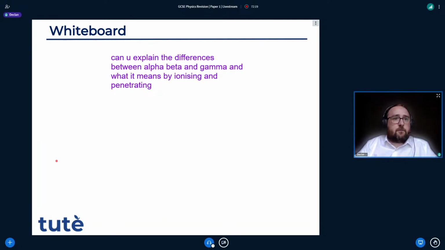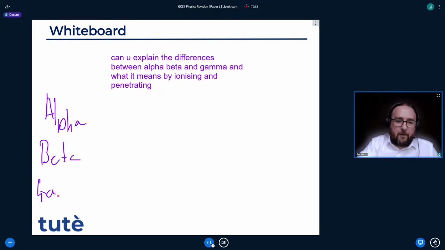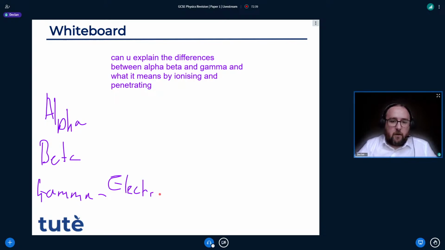Perfect. So difference between them, we've got our 3 types of radiation. We've got alpha, we've got beta, we've got gamma. Gamma, it's an electromagnetic wave. Beta, it's a fast-moving electron.